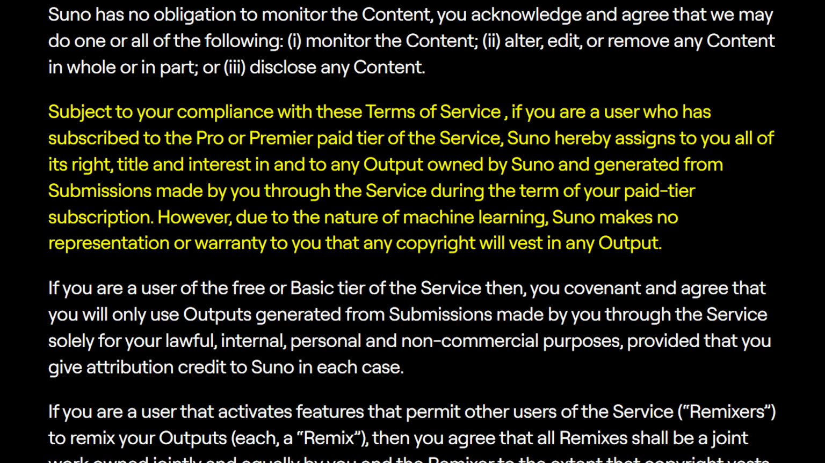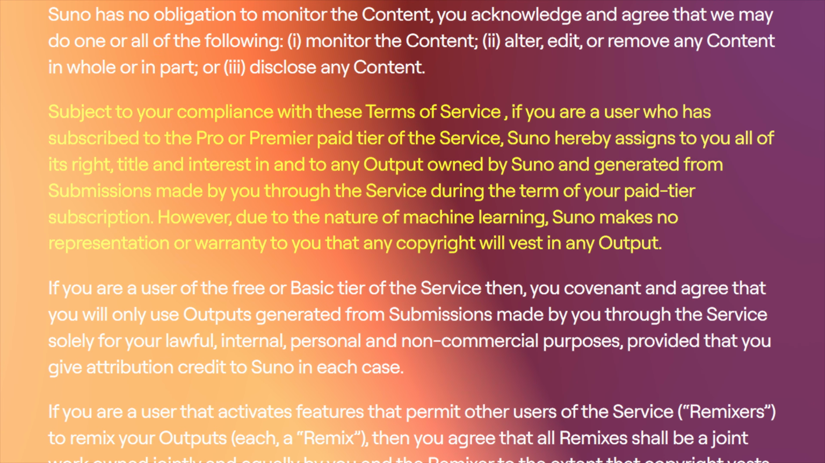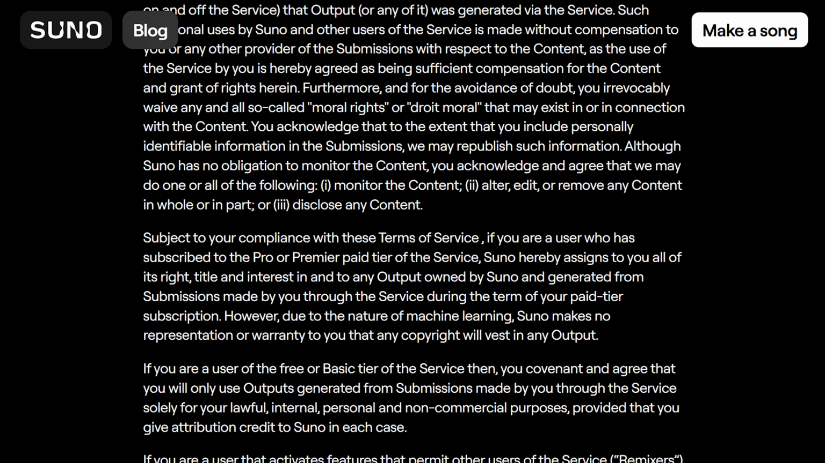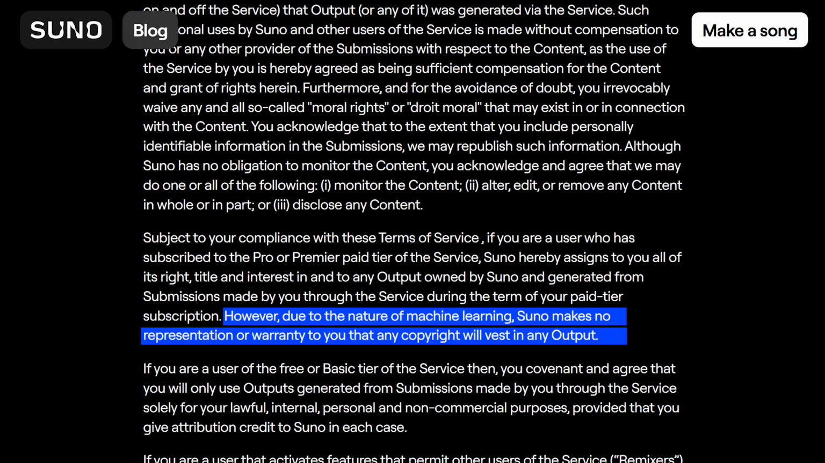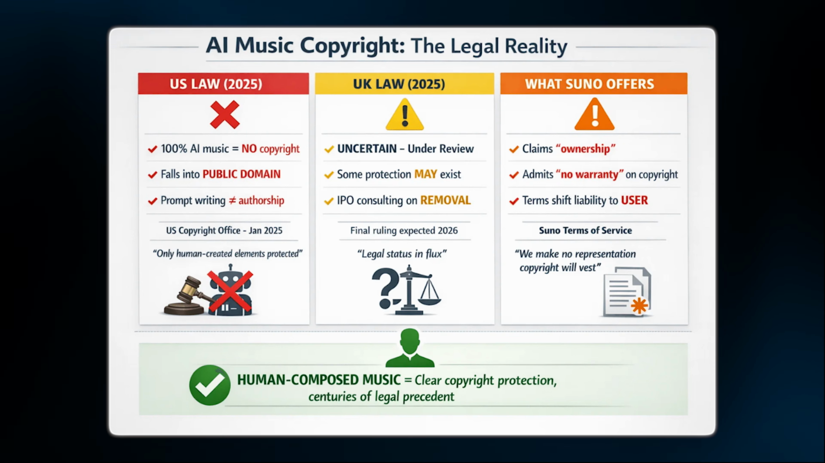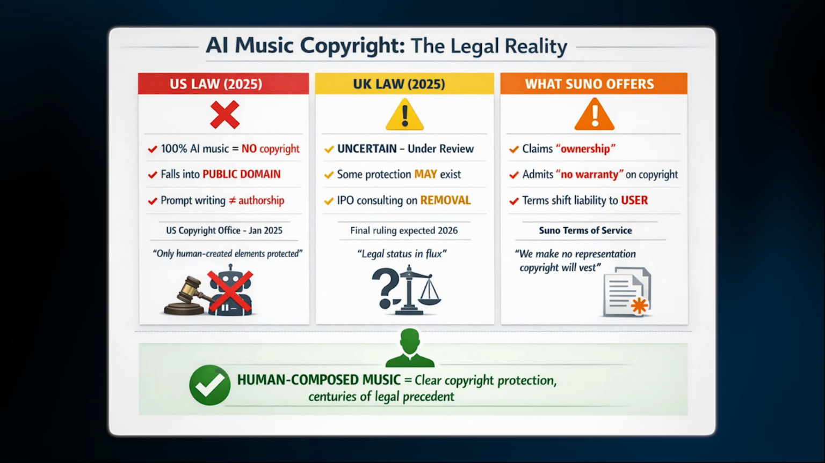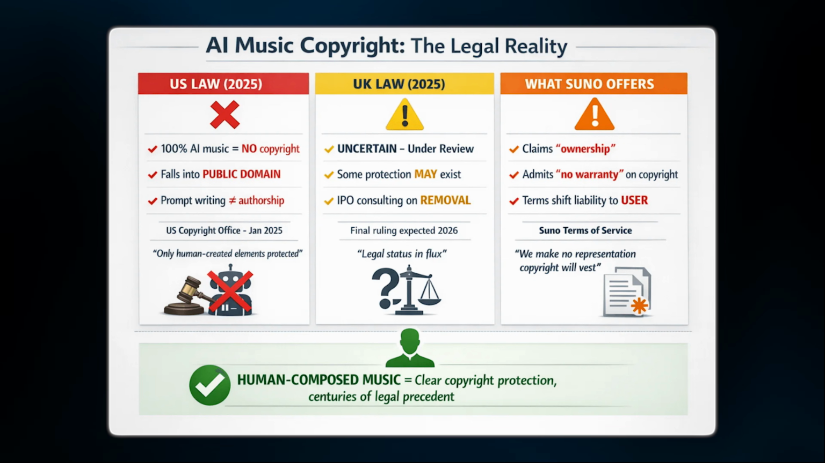If you look closely at Suno's terms of service, they say that for paid users, they assign to you all of their rights, title, and interest in the output. That sounds great. It sounds like they are handing you the ownership. But a few lines down, there is a giant legal asterisk. Suno explicitly states they make zero promises that a copyright actually exists in the output. Why would they say that? Because they know how the law works. Under US federal law, a copyright can only be granted to a work of human authorship. A machine cannot own a copyright.